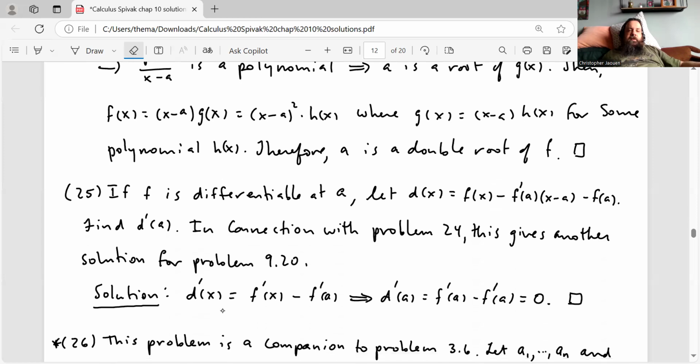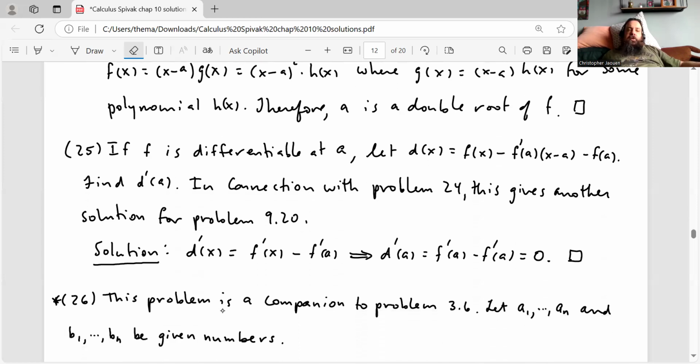Right, and then question 25 is related to that. If f is differentiable at a, let d of x equal f of x minus f prime of a times x minus a minus f of a. Then we want to find d prime of a. In connection with problem 24, this gives another solution for problem 920, which is one of the exercises that I did in the video for the exercise set for chapter 9. So if you want to see that, you could take a look there. But here's the solution. It's very, very straightforward. Just take the derivative of d. You get f prime of x minus f prime of a, and then evaluate it at a, and obviously you get 0. Okay.